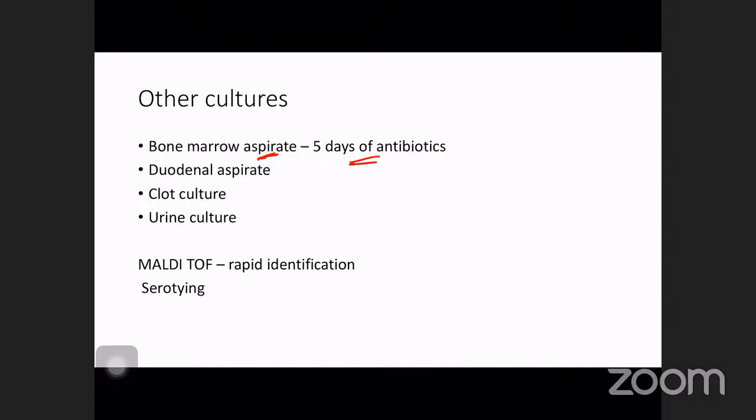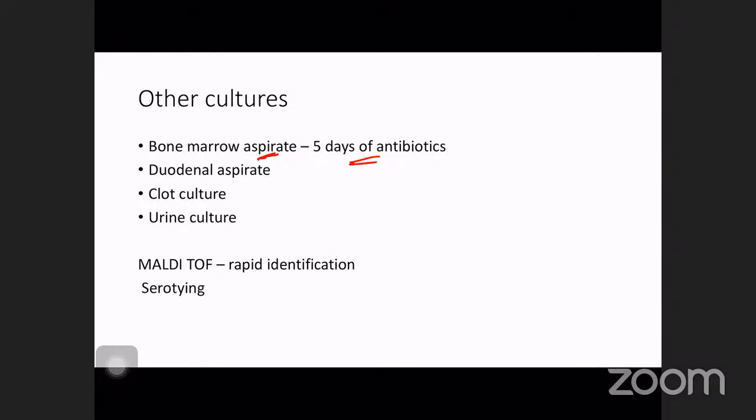Duodenal aspirate, just like the string test you do for giardia, you can collect the sample as a duodenal aspirate and you can culture it. Clot culture, you collect the blood and put it in a sterile container without EDTA, and therefore the blood will clot, and you can take the serum and use it for the Widal test, and this clot you can use for subculturing for this organism. Urine culture for carrier state.